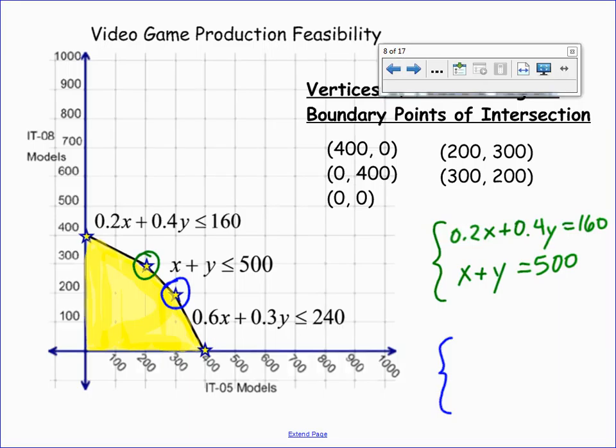Which two boundary line equations intersect to make that star? X plus y and 0.6 x plus 0.0. Absolutely right. And so we'll go ahead and scan. We'll scan. That's why it's just as important.